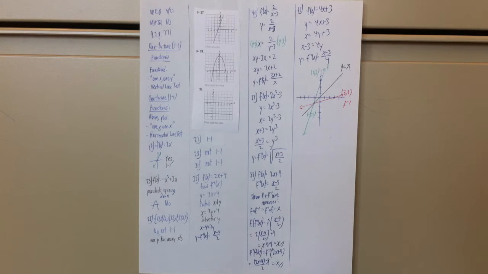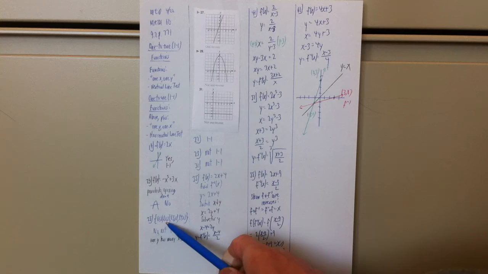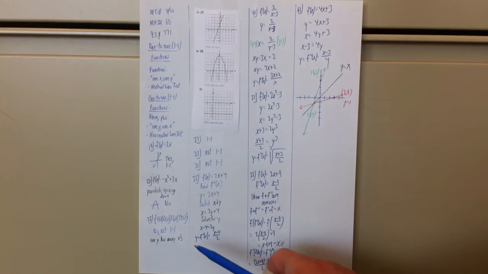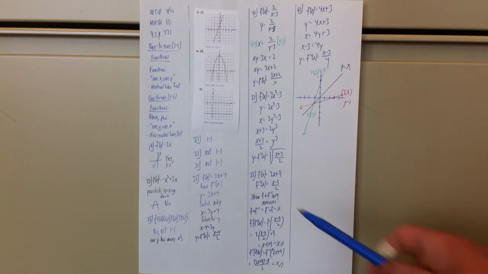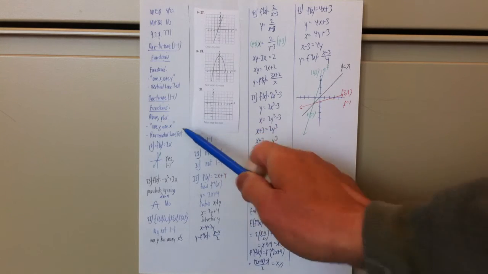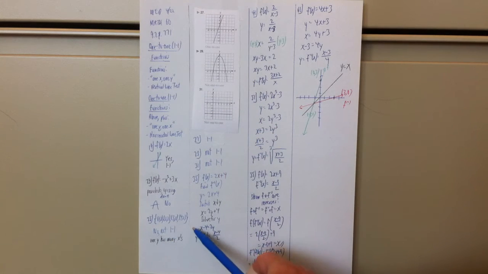Problem 25, they just give you a list of points, (1, 1), (2, 1), (3, 1), (4, 1). Again, this is not one-to-one. It's not a one-to-one function because 1y has many x's. In order to have a one-to-one function, not only does 1x give you only 1y, but 1y can only give you 1x. But if I say y is equal to 1, in this case you have many x's. If y is 1, x could be 1, 2, 3, or 4.